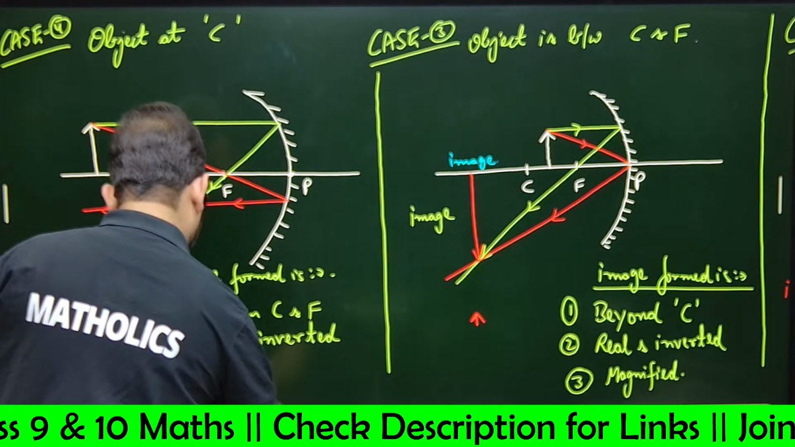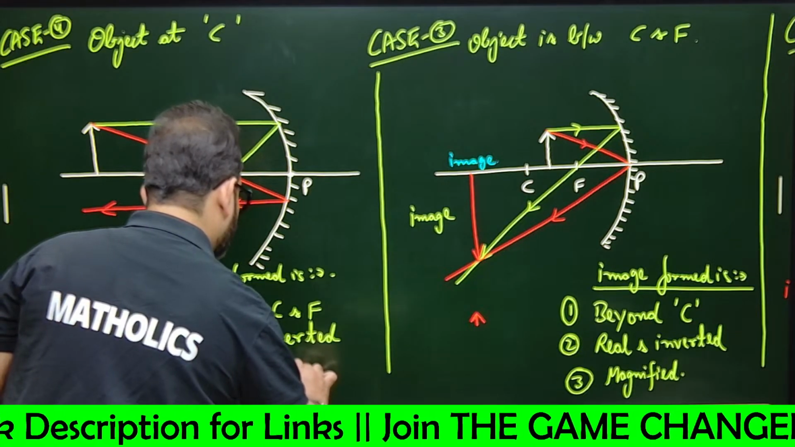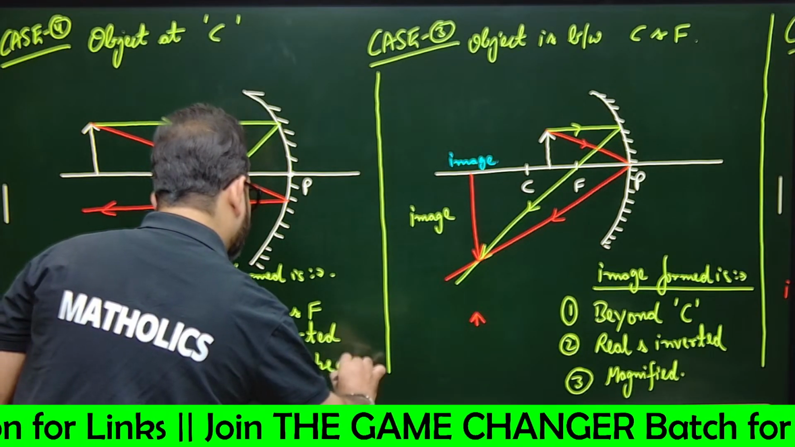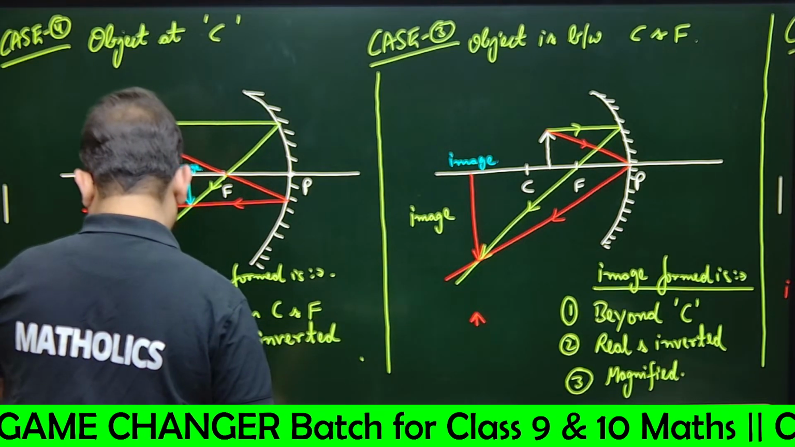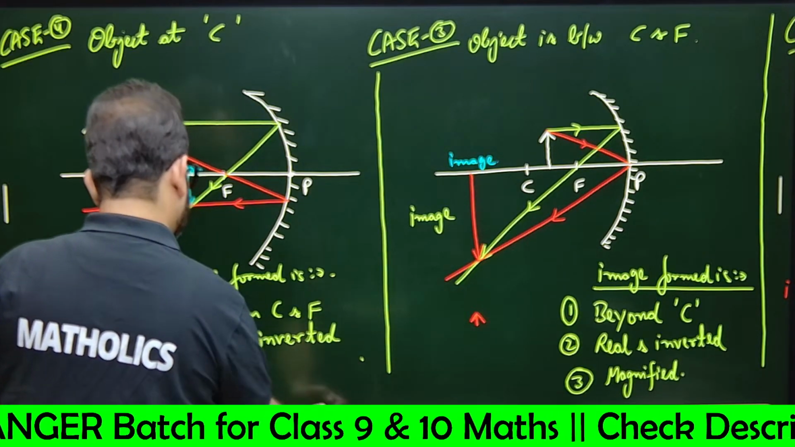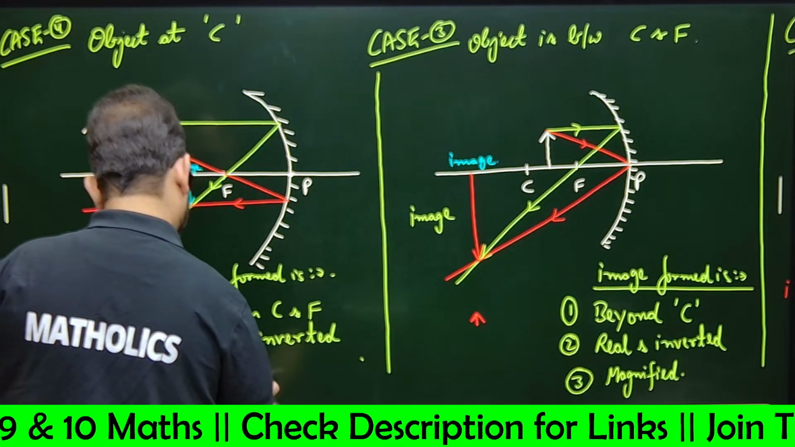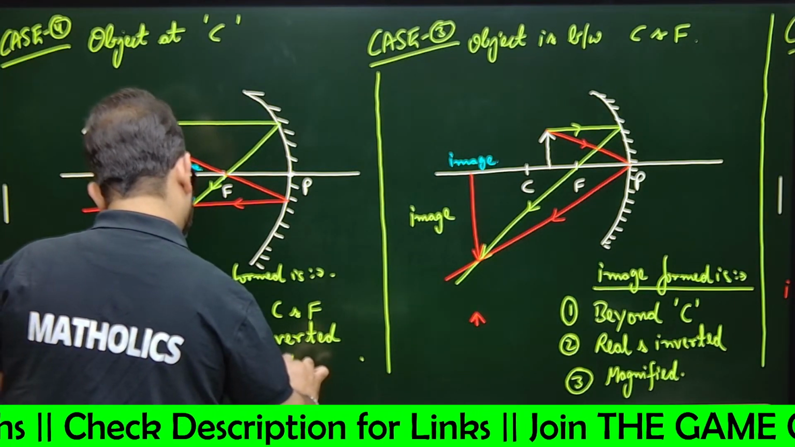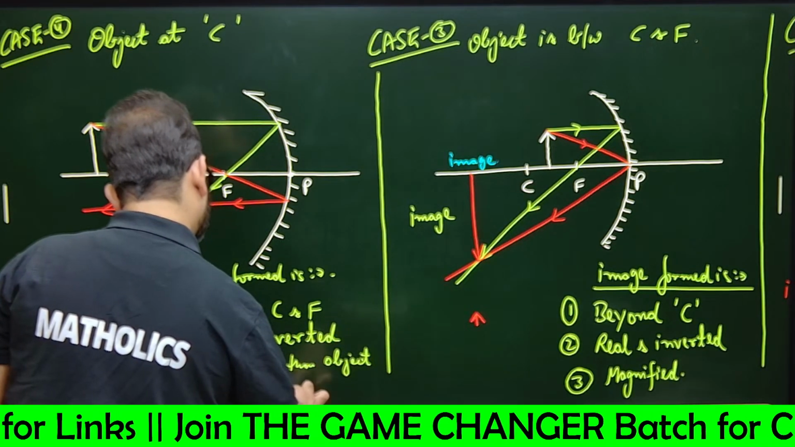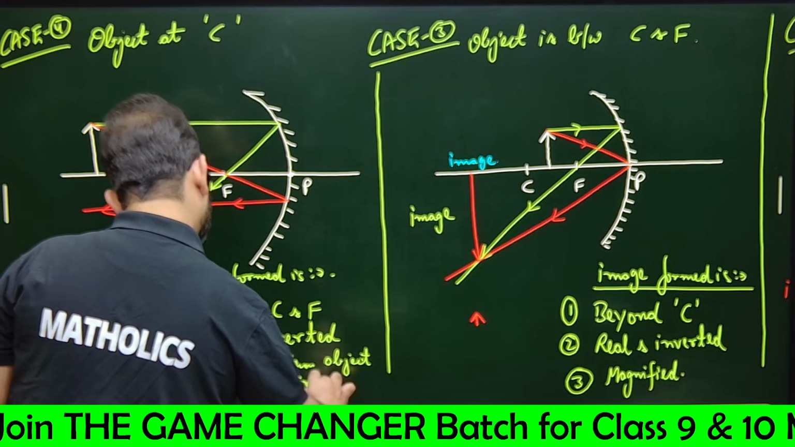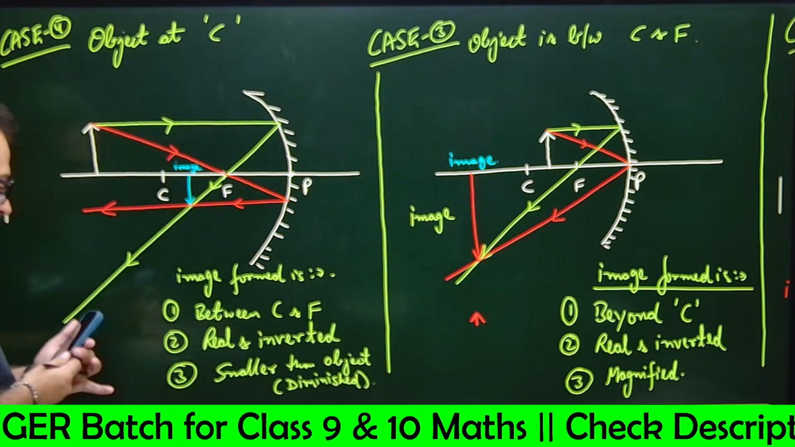Larger, yes. Larger than the object. That means magnified. Oh, smaller or larger? Tell me. Larger? How's it larger? Object is this, image is this. It is smaller. Smaller than object. So we can write it as diminished. Diminished means smaller than the object.